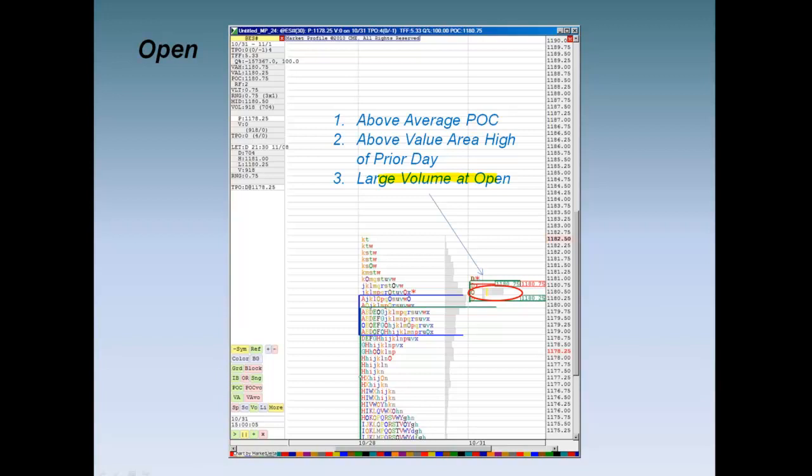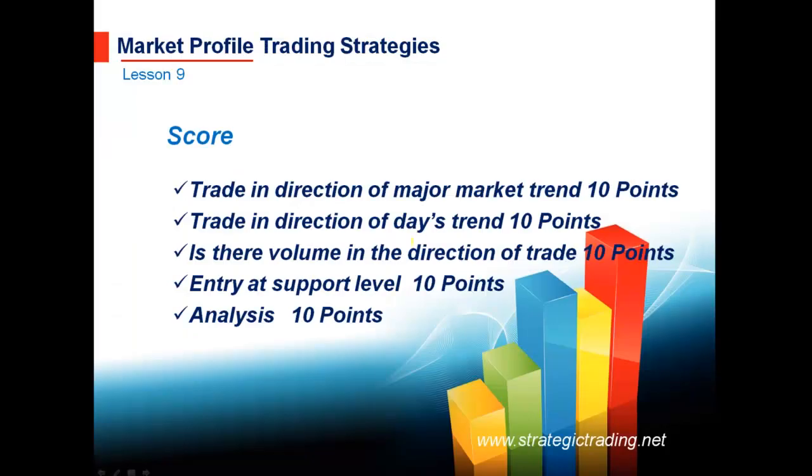Look at this bar here at the open, right here in front of the open, and look at the greatest. It's about the same size as this number of TPOs. So immediately you're seeing large volume at the open. All right, so you begin to tally up your score.